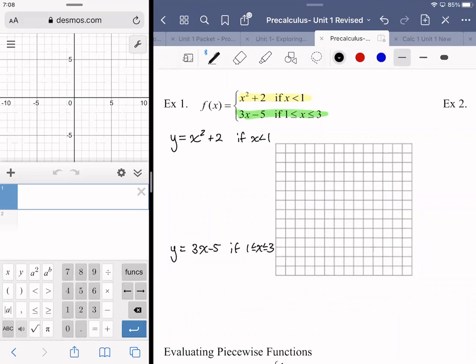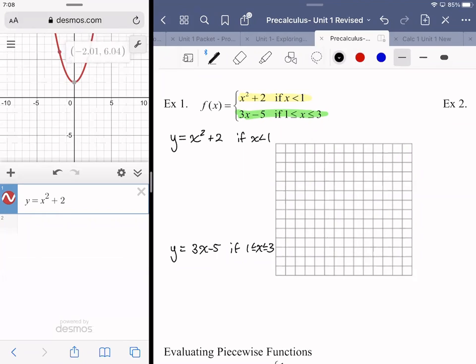All right, so we're looking at values of x that must be less than 1. So what I would do is type in y equals x squared plus 2, but only plot the part of the graph where the x values are less than 1. All right, so all of these values are less than 1 until we get to this location here. Now it's equal to 1, so we would stop.